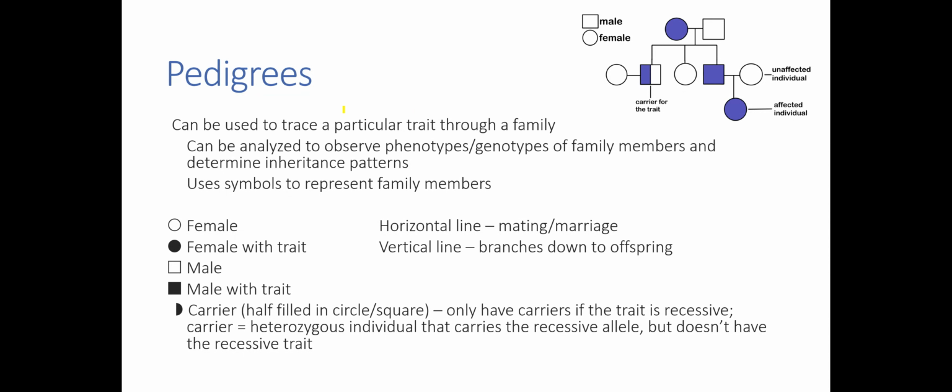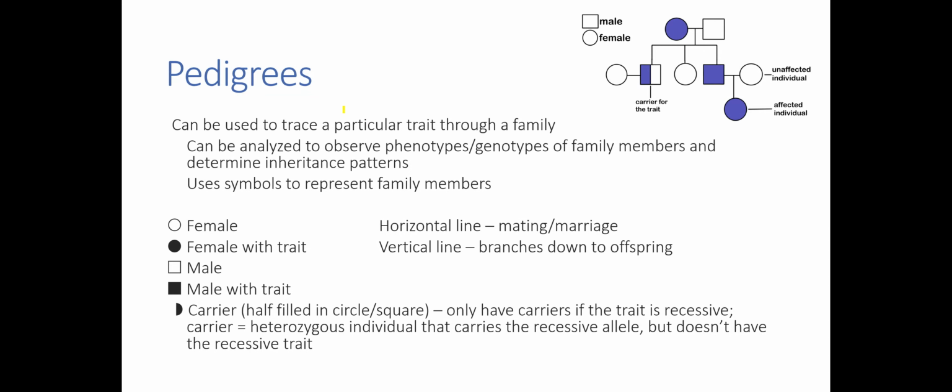Now, kind of like a karyotype is a picture of our chromosomes, and it's a way for us to study different disorders, pedigrees are another type of diagram that can help us trace a particular trait through a family. Now, you have to understand that any trait could be traced. You could go home today and create a little family tree and pick any trait that you wanted. Like, I have very curly hair.